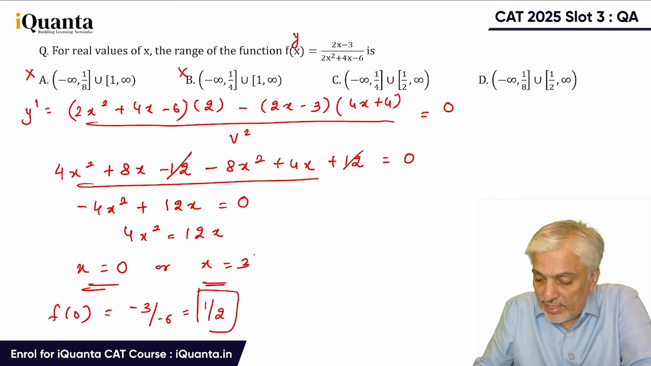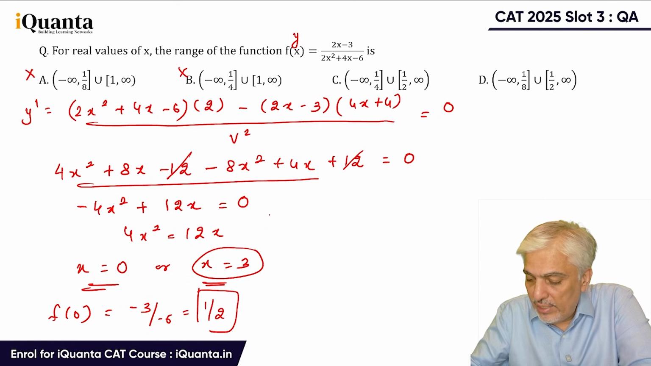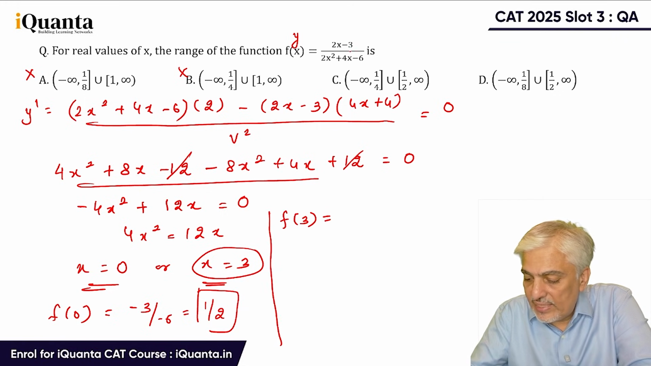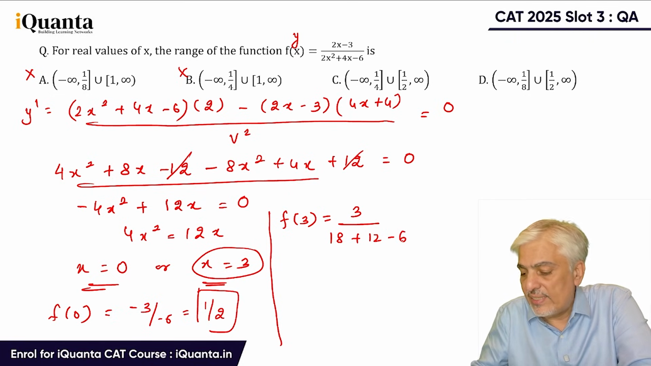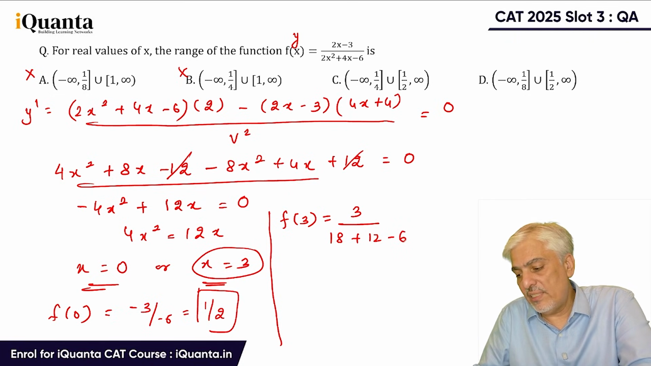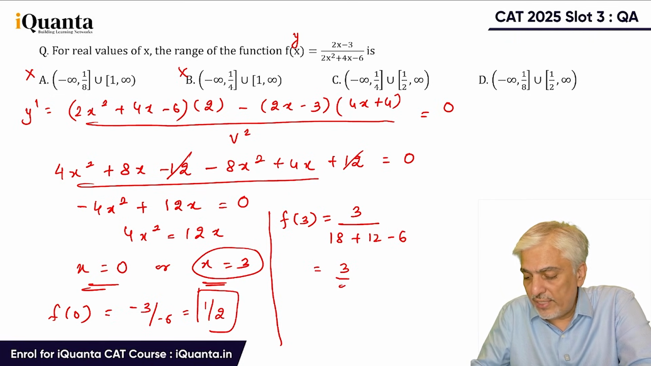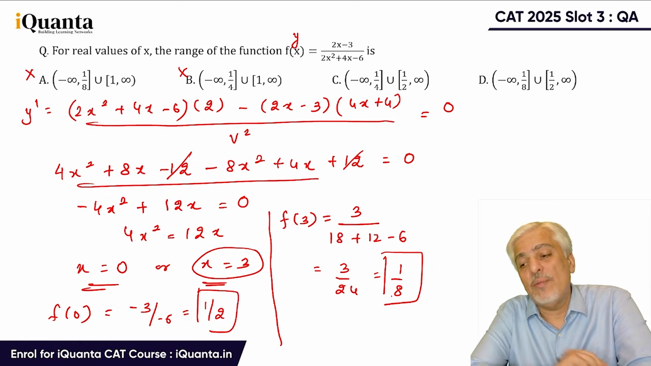Now I just need to put x is 3 again in the question. If I find f of 3, I'll get 6 minus 3 is 3 upon, I'm putting x as 3, so 9 2s are 18. 18 plus 12 minus 6. 18 plus 12 is 30. 30 minus 6 is 24. So 3 upon 24, which is 1 by 8. And on the other range, I get 1 by 8.